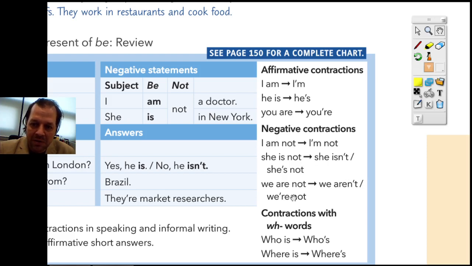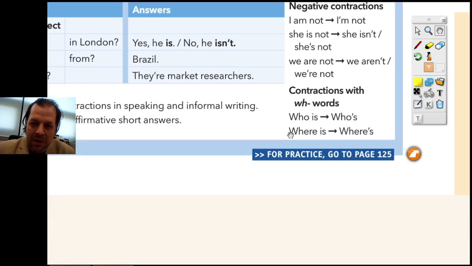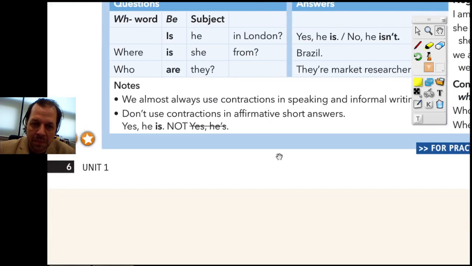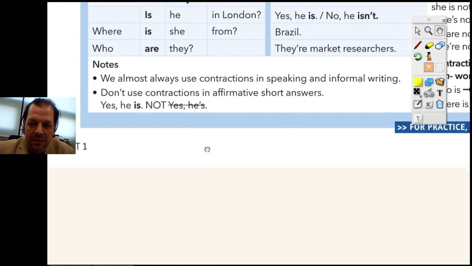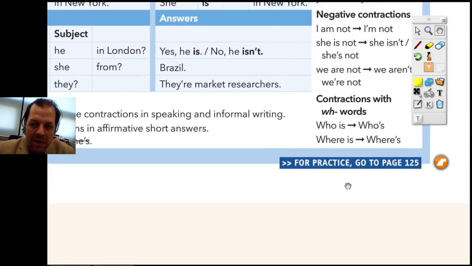Negative contractions as well, and then contractions with question words. Okay, but we don't always use contractions in affirmative short answers. Okay, you don't say yes he's, yes he is fine. There is some more practice here. Page 125. So you can start with this one.